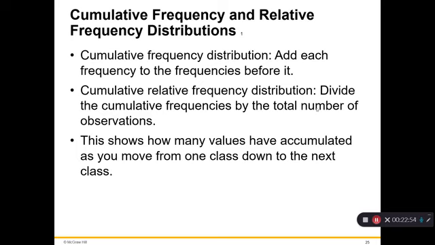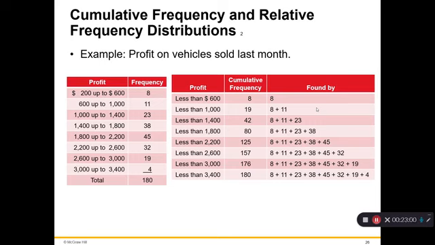We can also use cumulative frequency distribution. Let me show you this here. So for cumulative, you have less than 600, less than 1000, less than 1400. How many are in the data set? You capture that here, cumulative. First you start with the 600, so you have 8.